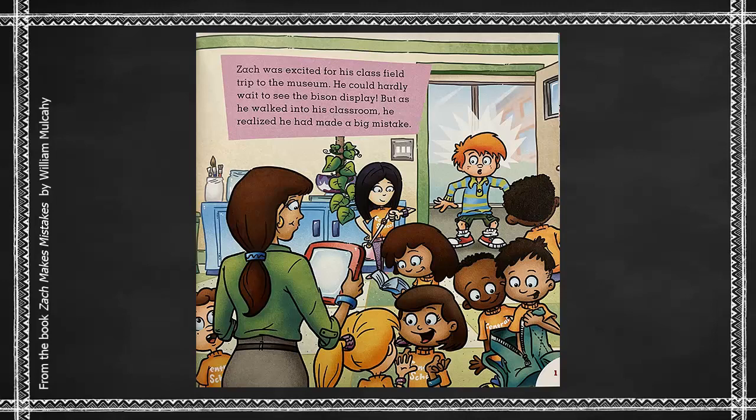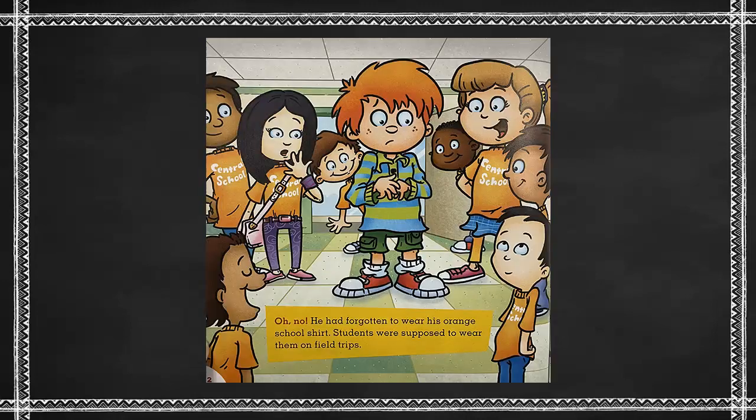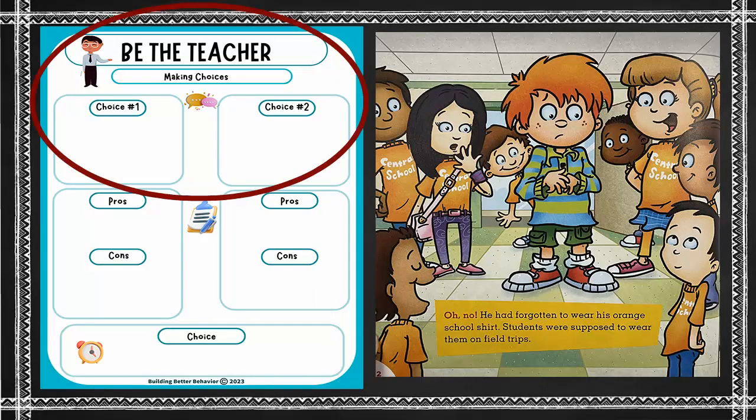Scenario 1 of 3. Zach was excited for his class field trip to the museum. He could hardly wait to see the bison display. But as he walked into his classroom, he realized that he made a big mistake. Oh no! He had forgotten to wear his orange school shirt. Students were supposed to wear them on field trips. If you are the teacher, what 2 choices would you give Zach? Pause the video as teachers write the 2 options.